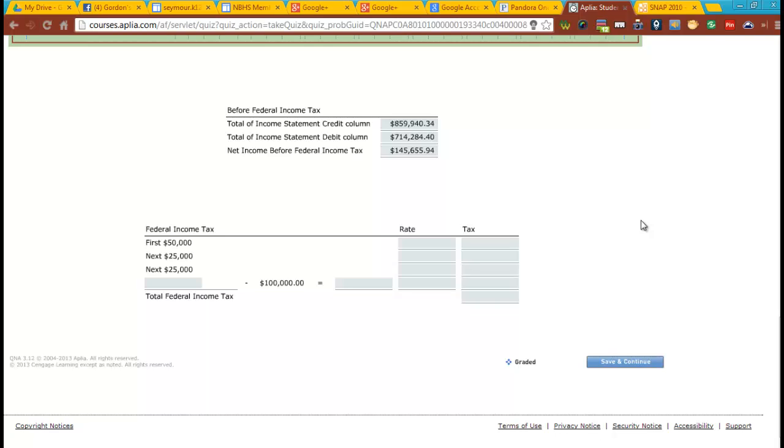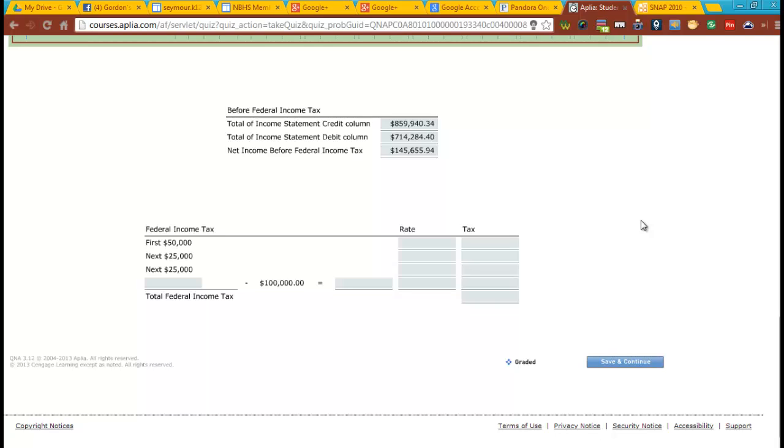Now, what we have is we have a tiered structure for calculating our income tax. At the first $50,000, we are going to pay 15%. The next $25,000, we are going to pay 25%. The next $25,000 after that is going to be 34%. And anything above that, we are going to pay at 39%. So what are you noticing? The higher your net income, the more percent you are going to pay on that.